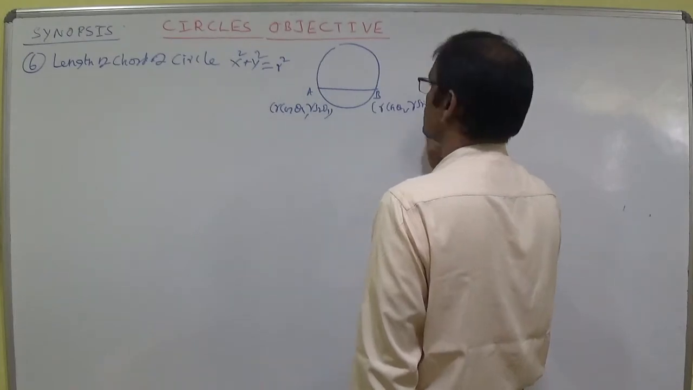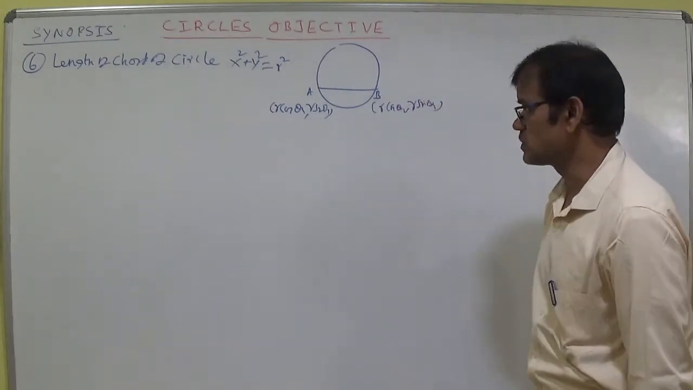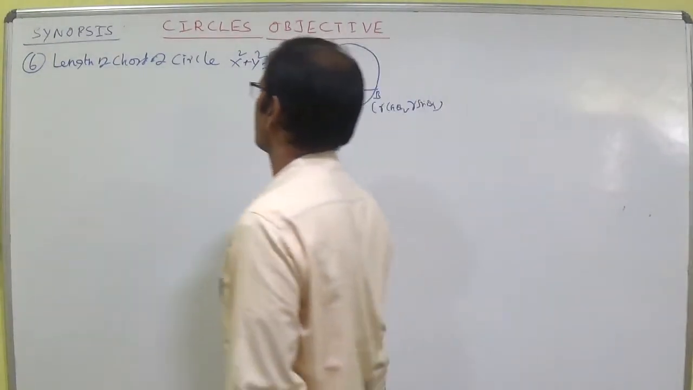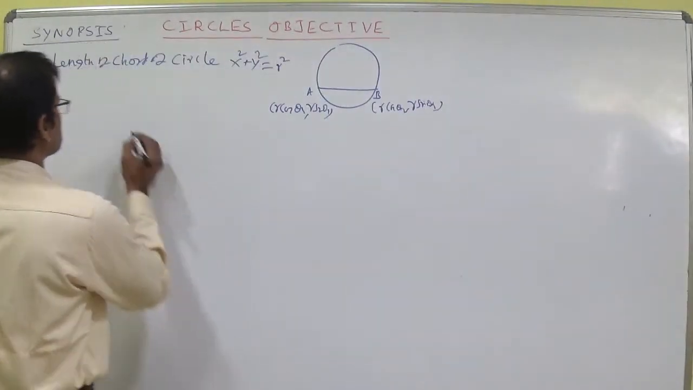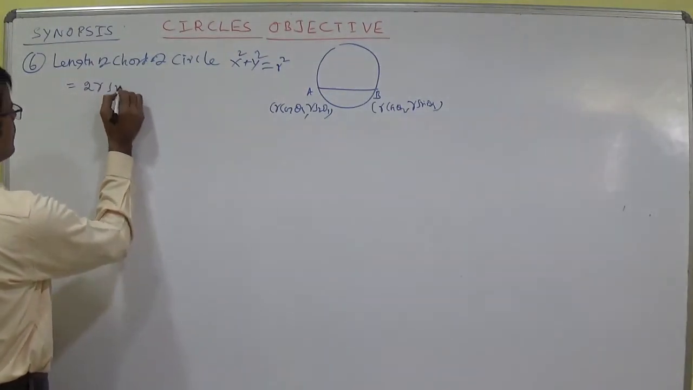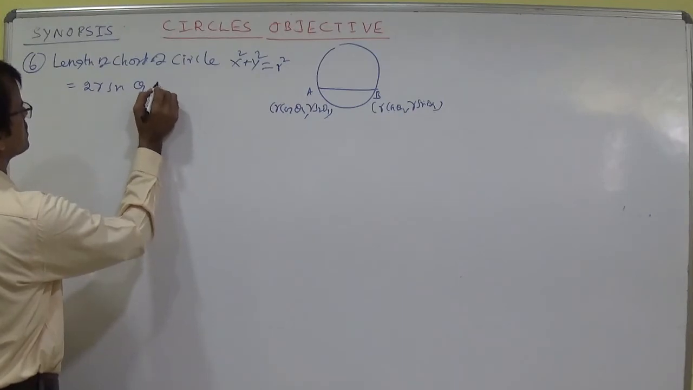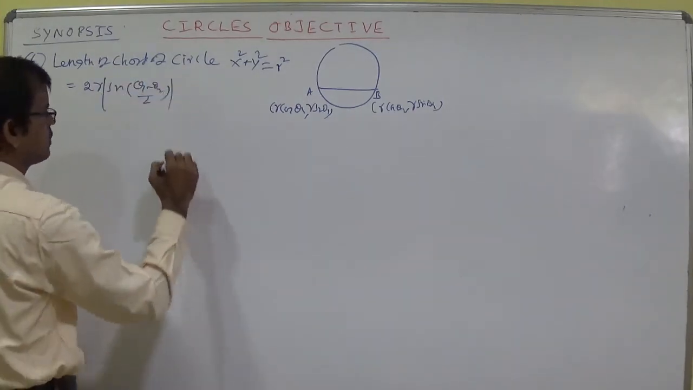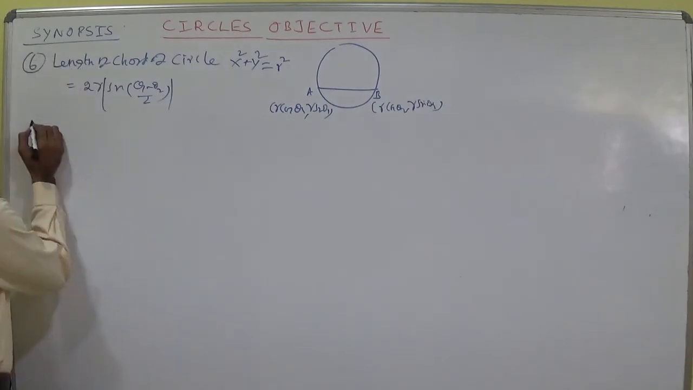This was asked directly once in the exam, so that is why I want to discuss the length of the chord with you. The length of a chord of the circle x square plus y square equal to r square is 2r sin of (theta 1 minus theta 2) by 2, in modulus. Okay, let us see the proof.